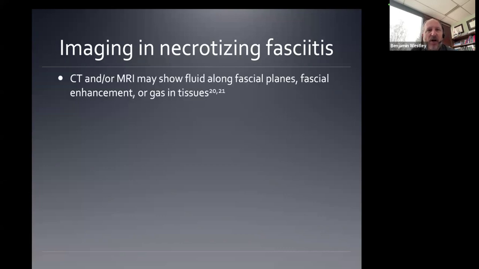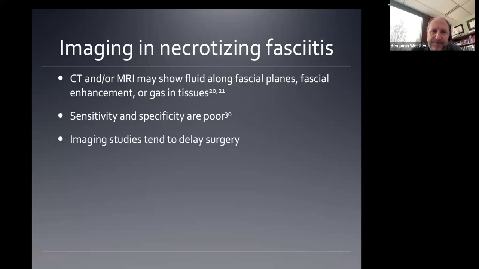So CT scans and MRIs can be helpful because if they show fluid along the fascial planes, if they show brisk enhancement of the fascial tissues, or if they show gas in the tissues, then that's a very specific and strong finding for necrotizing disease. But both the sensitivity and the specificity of those findings are poor. They are not good, despite what some radiologists have told me repeatedly.